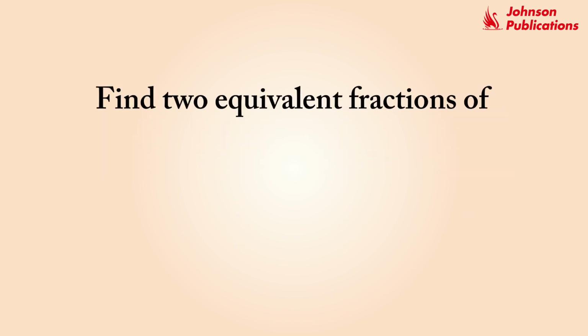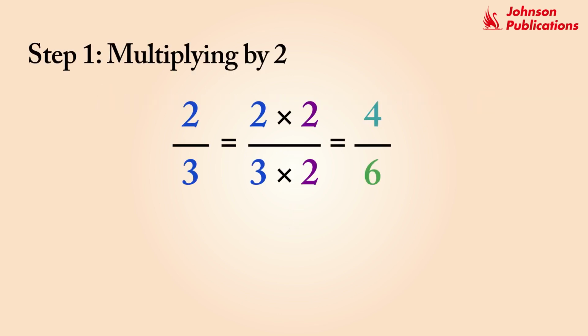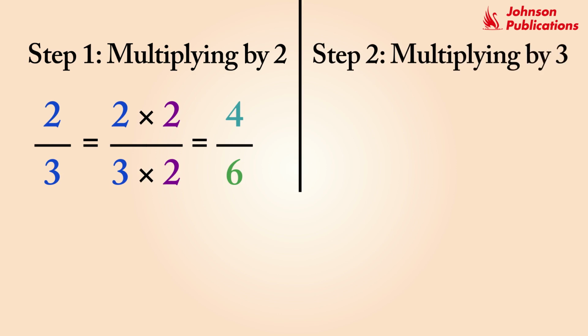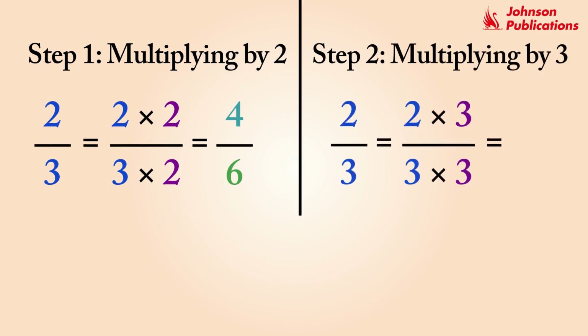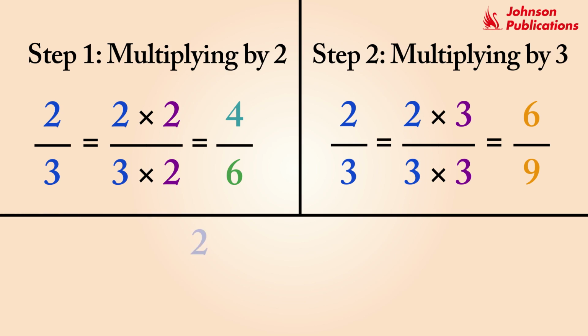Find two equivalent fractions of 2 by 3. Multiply the numerator and denominator by a whole number. Step 1. On multiplying by 2, we get the fraction 4 by 6. Step 2. On multiplying by 3, we get this fraction. Thus, 4 by 6 and 6 by 9 are the two equivalent fractions of 2 by 3.